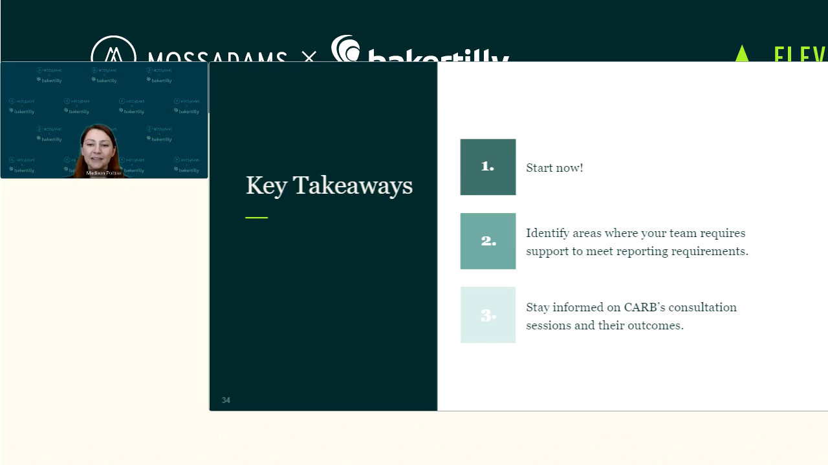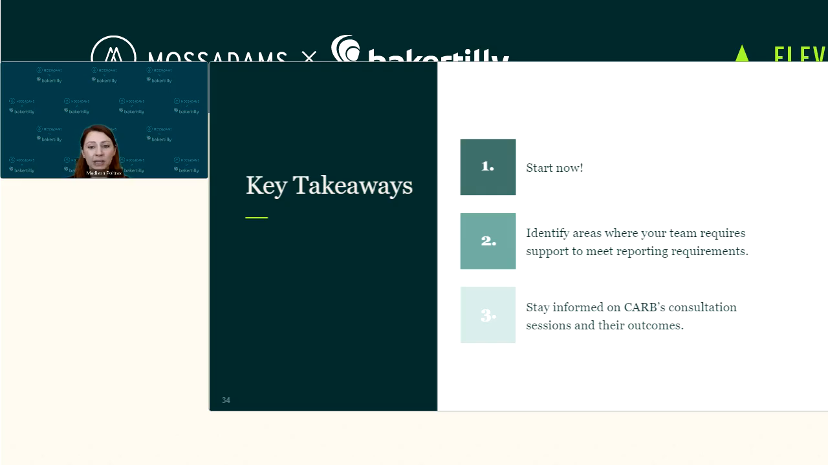But two, identify areas where your team requires support to meet these reporting requirements. Understand who's going to be the lead. If you need that external consultant support, understand where that area may be, engage them early on, engage them now.